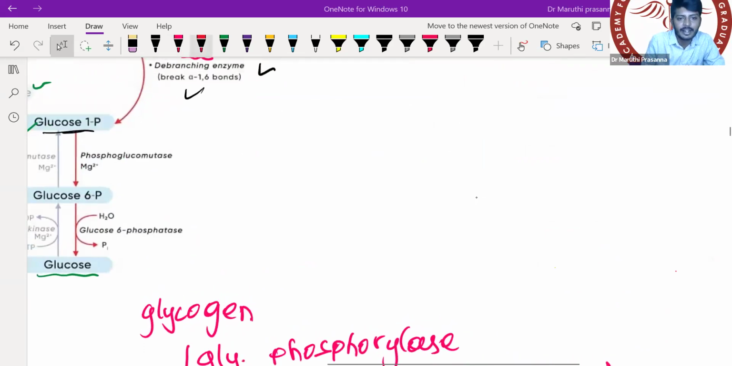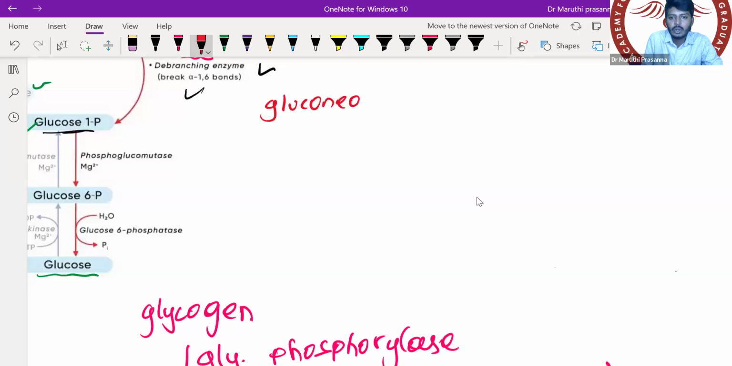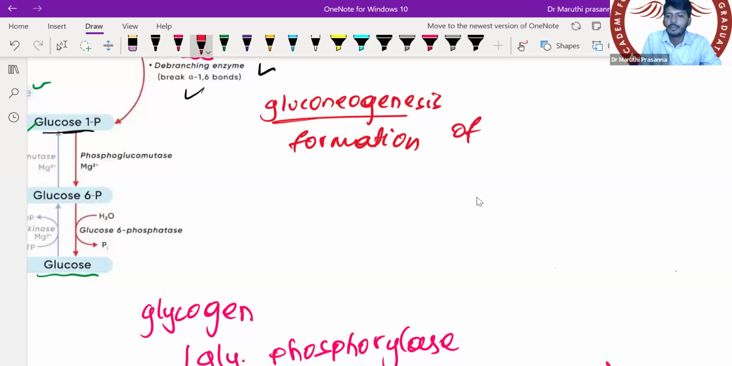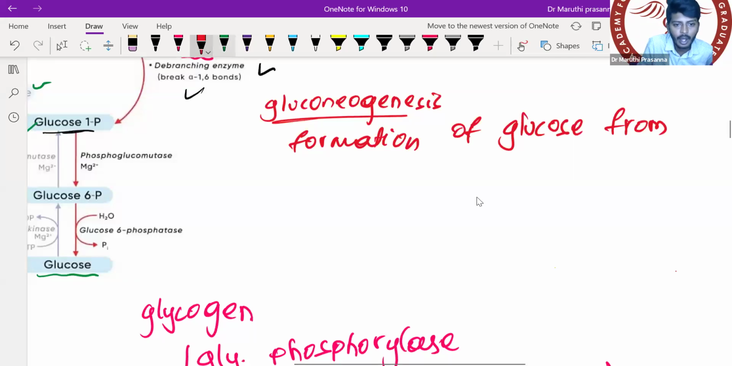First, let's understand the definition of gluconeogenesis. Gluconeogenesis is nothing but the formation of which substance? Formation of glucose. From where? From a non-carbohydrate source. Normally glucose is a carbohydrate, so we are using some non-carbohydrate substances and forming the glucose.